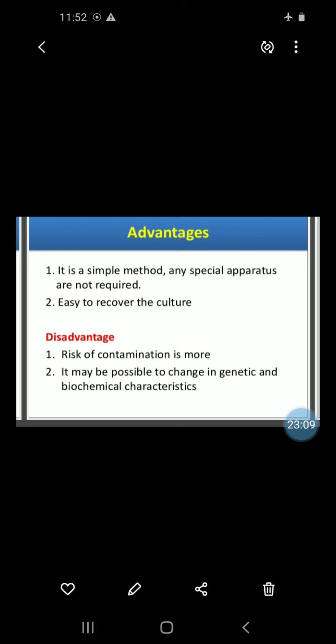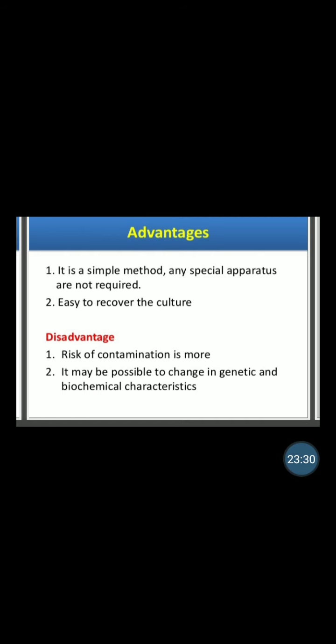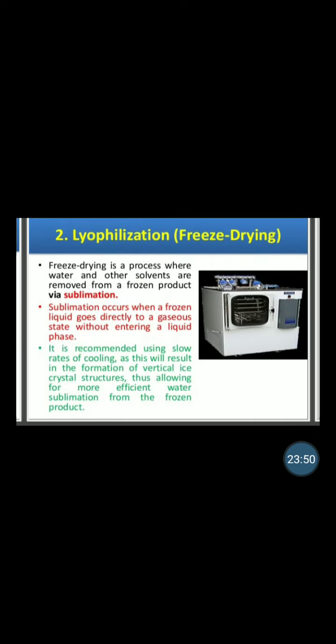Advantages: it is a simple method and no special apparatus is required. It is easy to recover the culture. Disadvantages: the risk of contamination is more, and it may be possible to change genetic and biochemical characteristics. So what are the advantages of this method? First, it is simple. Second, no special apparatus is required. Next, it is easy to recover the culture. And disadvantages: first, the risk of contamination is more, and next, genetic as well as biochemical characteristics may change.